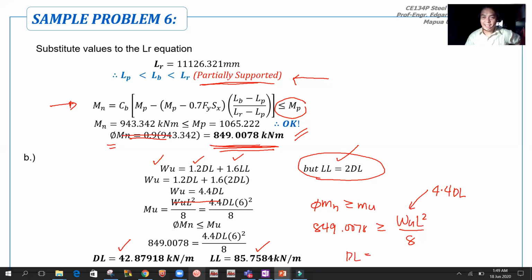Okay? So, that is how we analyze beam. So, ang mahaba lang, no? So, ito yung pinakamahaba talaga pagka sa beam. So, that is how we analyze flexural member.